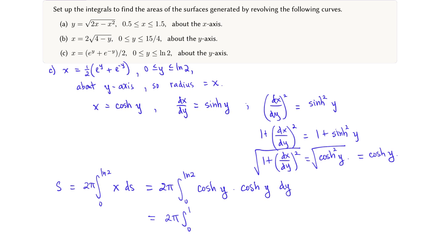Simplifying the integrand, we have hyperbolic cosine of y squared. We can just leave the answer in this form, but we can also rewrite it in terms of exponential functions. Hyperbolic cosine of y is (e^y + e^(-y))/2. We circle back to the original expression, x equals cosh of y, which is 1/2 (e^y + e^(-y)).